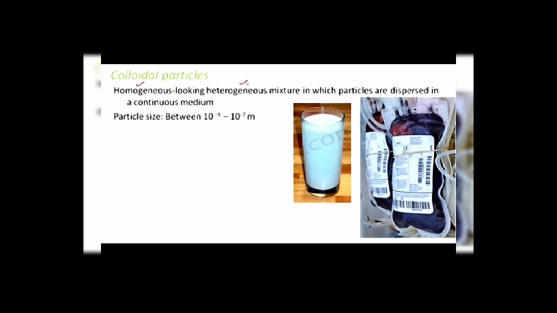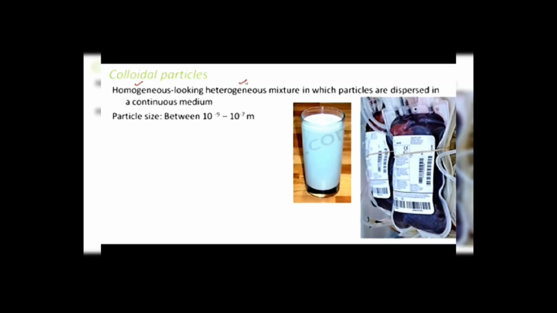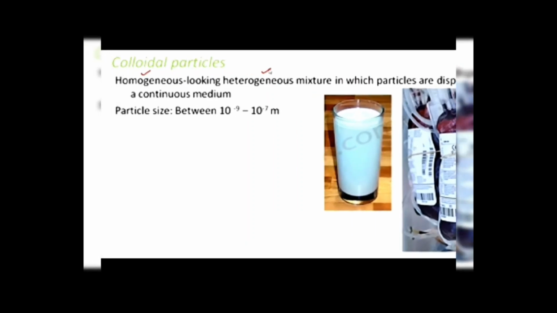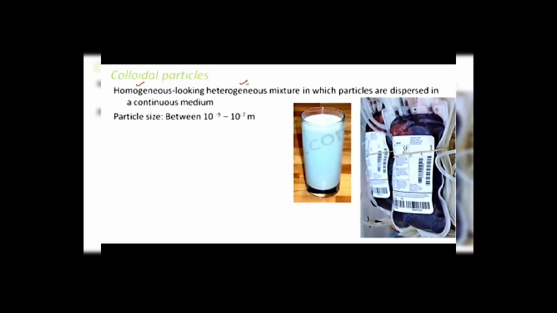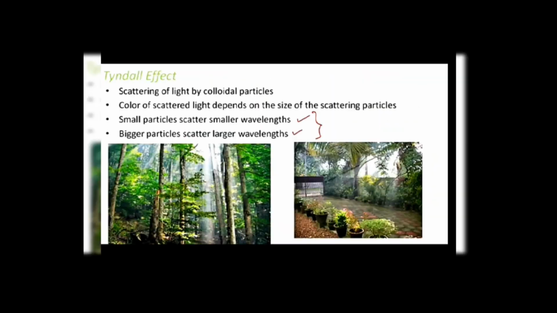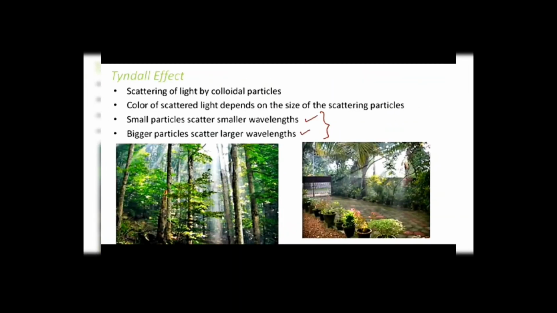It appears homogeneous, but when we see through a powerful microscope, we are able to see the particles, and the size of the particles is extremely small. It's between 10 raised to the power minus 9 to 10 raised to the power minus 7 meters. So it's not easily visible, but with the help of a high power microscope, we can see those particles. So now it will be easy for us to understand the Tyndall effect. The Tyndall effect is the scattering of light by colloidal particles.